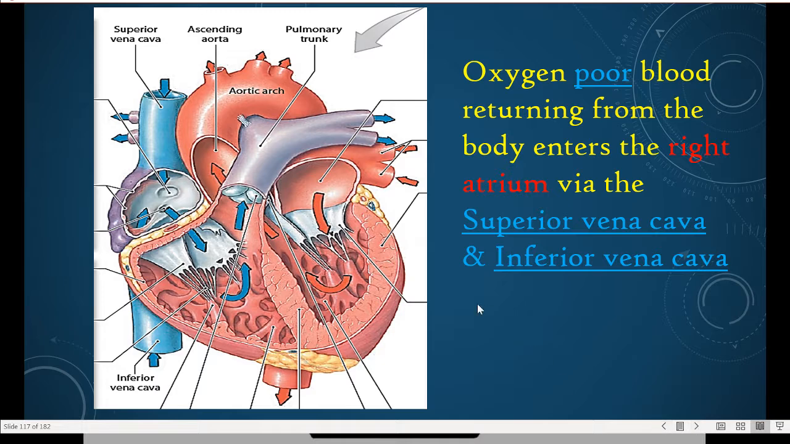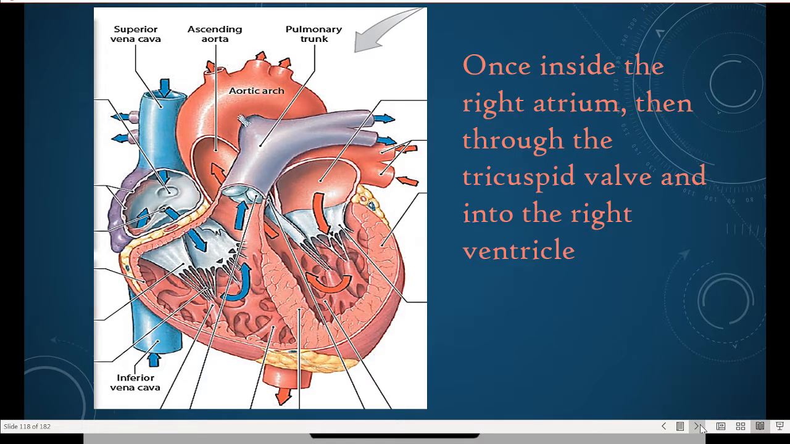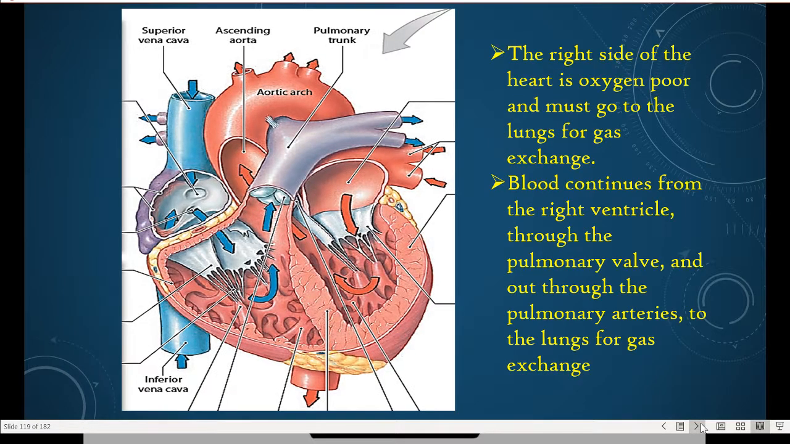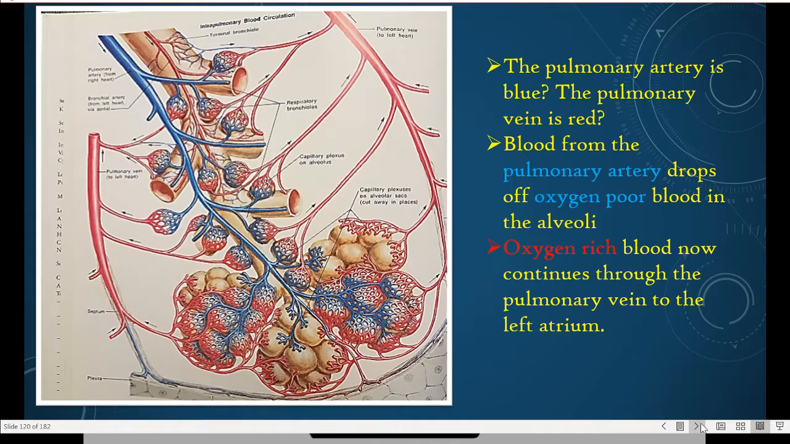And just more slides showing that oxygen poor blood returns from the body, enters that right atrium. This kind of walks us through it. We've already walked through it. I don't think we really need to continue walking through it. Here, it's just trying to get you guys to see it.